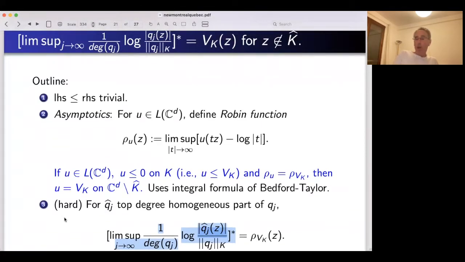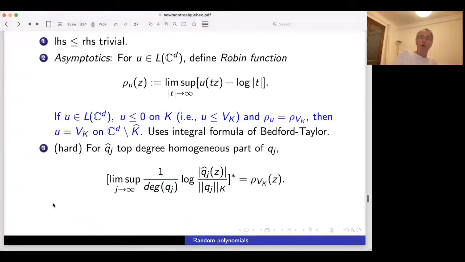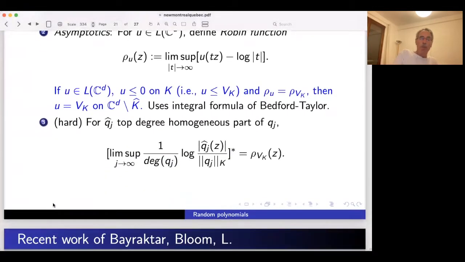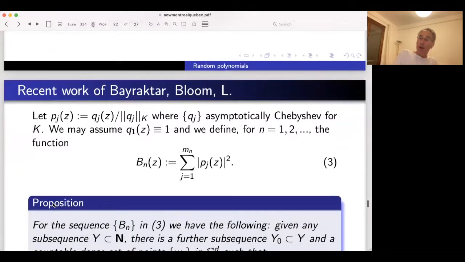And so the hard part of Tom's proof was to show that indeed this Robin function of the left-hand side agrees with the Robin function of v sub K. Well, again, I'll let you read his paper. It's not at all obvious. That's a lot of work. I wanted to show you an outline of the proof anyway, at least to see the analogies with one variable. And now I can finally tell you what we've accomplished, randomly in a sense.